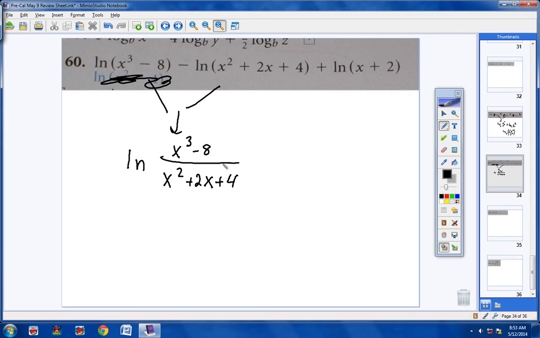Okay? Makes sense, Matthew? Now, I know that really you guys should start seeing this by now. You really should. When I see x cubed minus 8, I'm thinking factor. When I see x squared plus 2x plus 4, I'm thinking factor. Because you can simplify this fraction.